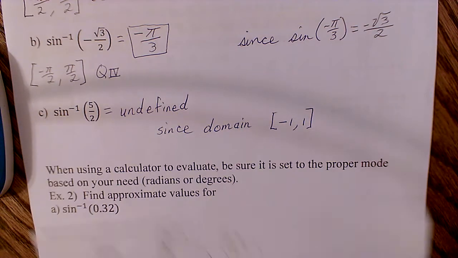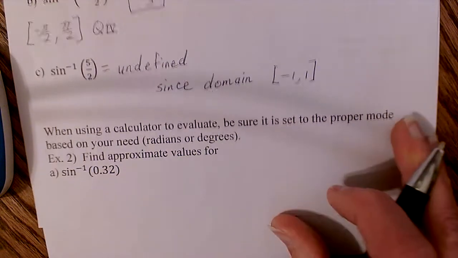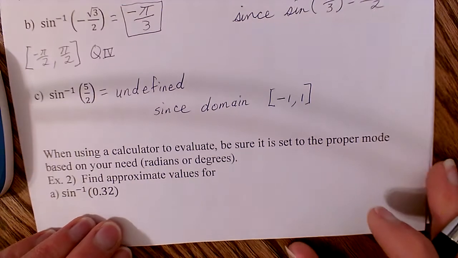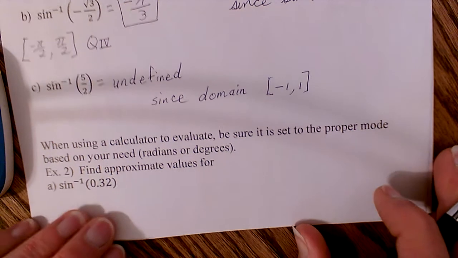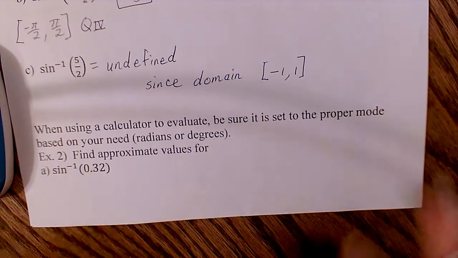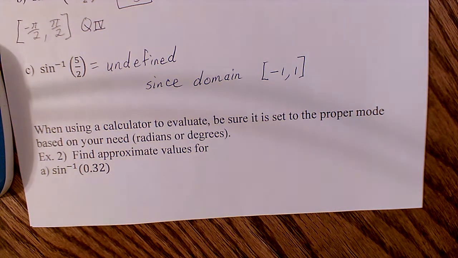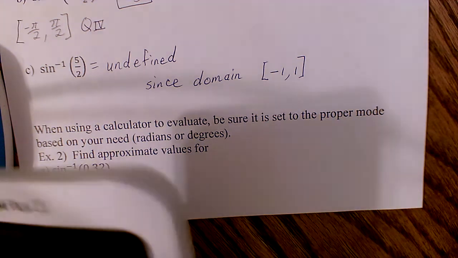Okay? All right, so let's look at example 2. Sometimes with these problems, the first two we were able to work using what we know about our unit circle. But we're not always able to do that. Sometimes we're going to need to use a calculator to figure out what the angle was that gave us that sine. And so let's make sure that we know how to use our calculator for that.